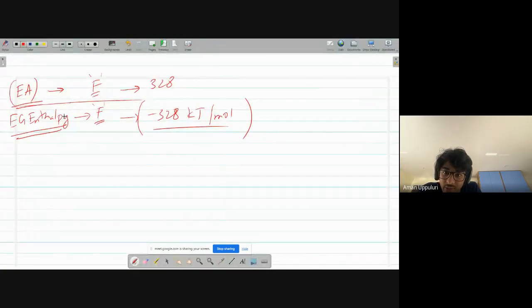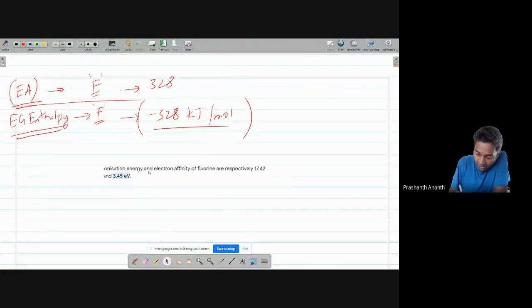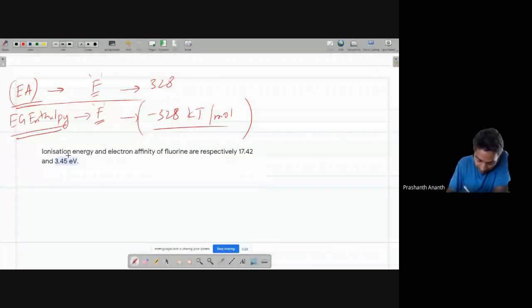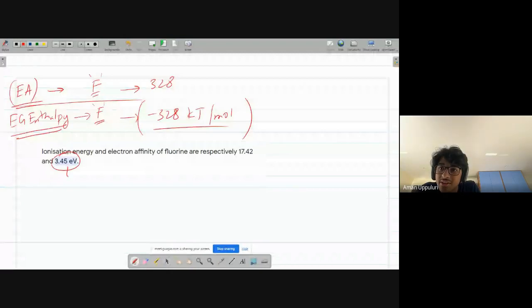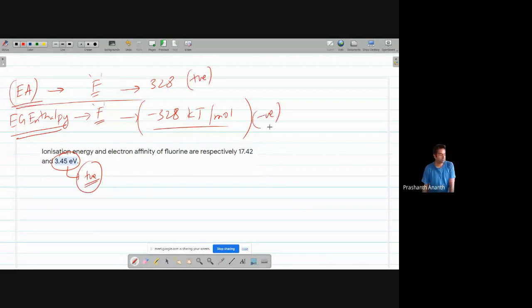3.45 electron volts. What is it given as? Be very specific. Electron affinity of fluorine is 3.54 electron volts. Positive. Yes, positive, right? But this is negative. Now tell me, what does it mean? What do you think could be the difference between them?